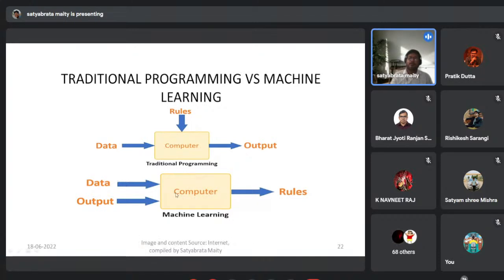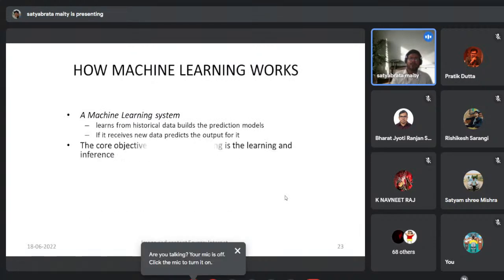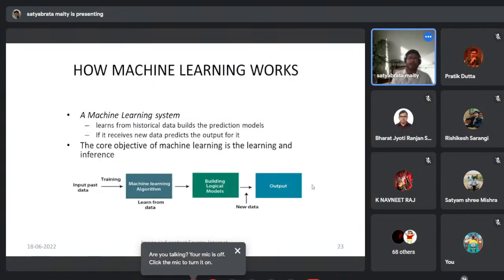So here in the computer, in the case of machine learning, we give both data and output as input to the computer, then the computer proposes some rule base. So this is the difference. And here the system is okay, there are many things.